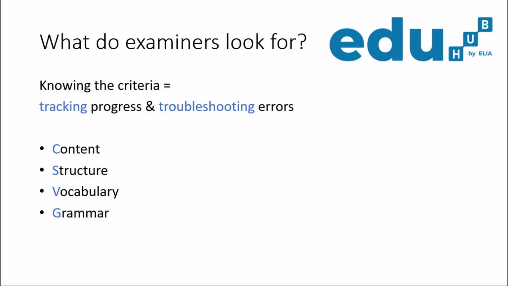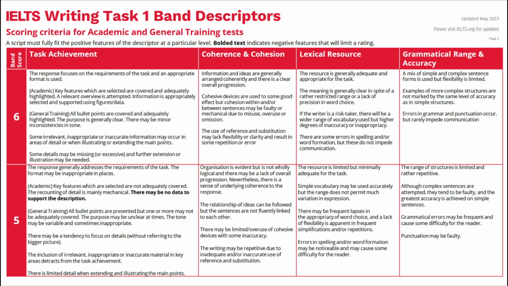Of course, these are the simplified terms that I use to make them easier for you to understand. The official criteria are shown on this page, where content is called task achievement, structure labeled as coherence and cohesion, vocabulary instead is replacing lexical resource, and grammar is still quite similar to the official one. Let's look into each of them.